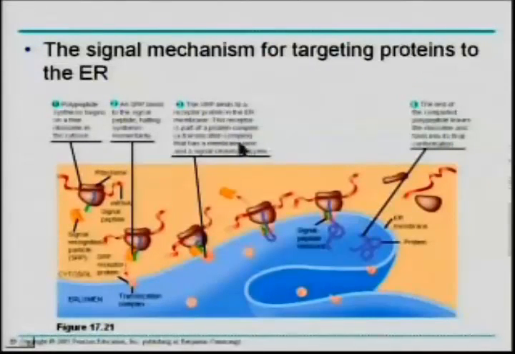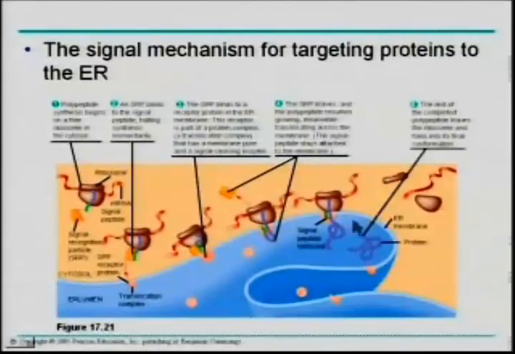This receptor is part of a protein complex, a translocation complex, that has a membrane pore and a signal cleaving enzyme. So this is the translocation complex here before joining with the SRP. This is after joining with the SRP, and we see that the signal peptide is the first inserted in there, and it actually sticks to it, as we see here. How did that one sneak in there? Somebody's animation is not very good.